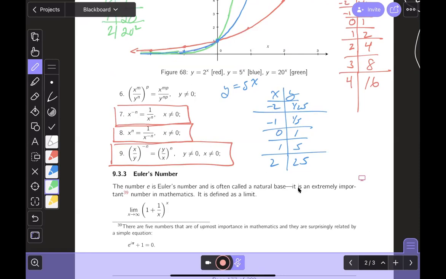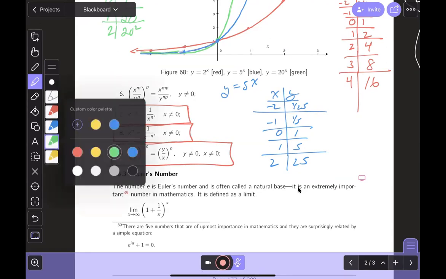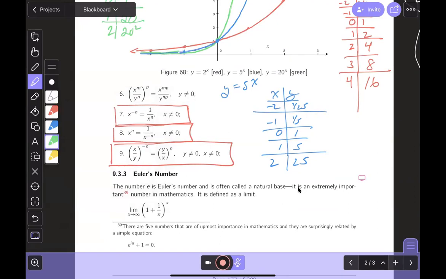Negative exponents. So I want to point out, if you see a negative exponent, what they're asking you to do is immediately rewrite it so it's a positive. So in number 7, what does the x to the minus n equal? 1 over x to the n, provided x is not equal to 0. What does 1 over x to the minus n equal? x to the n. Again, provided x is not equal to 0.